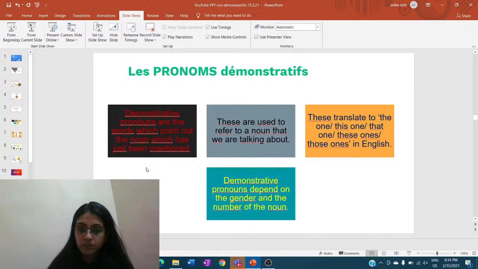So, for example, if I say, I have two books, this one is more interesting. Now I have already introduced the noun, which is books, in the sentence, I have two books. Instead of saying this book is more interesting, I'm saying this one is more interesting. So automatically you know that by this one we are referring to the book only, right?